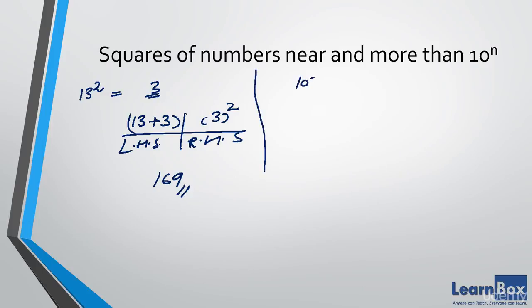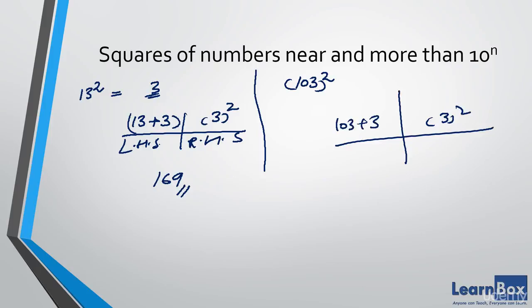Let's take another example. Let's multiply 103 square. So the surplus is 3, so the RHS part is 3 square, and the LHS part is 103 plus 3. So this becomes 106, and this is 09 since the base is 100. So the answer is 10609.